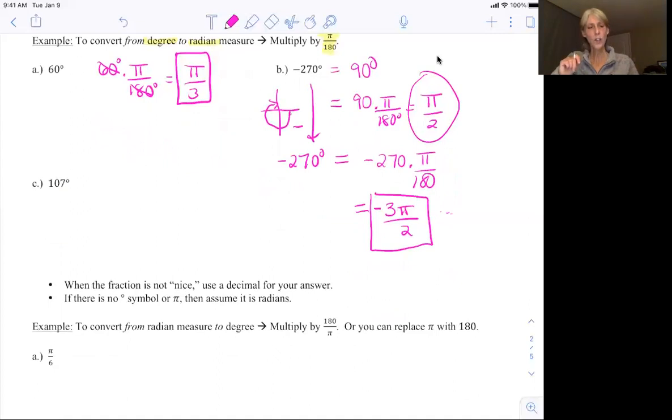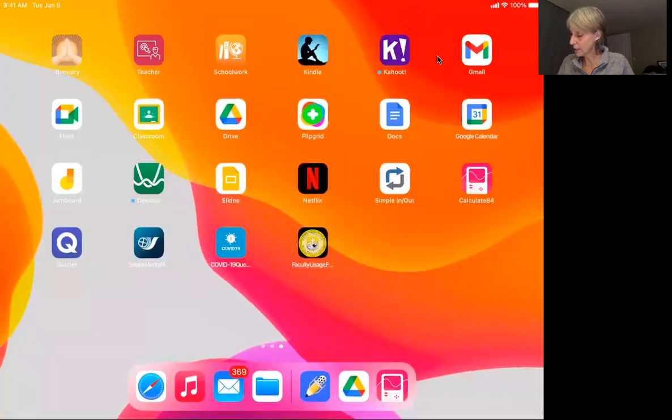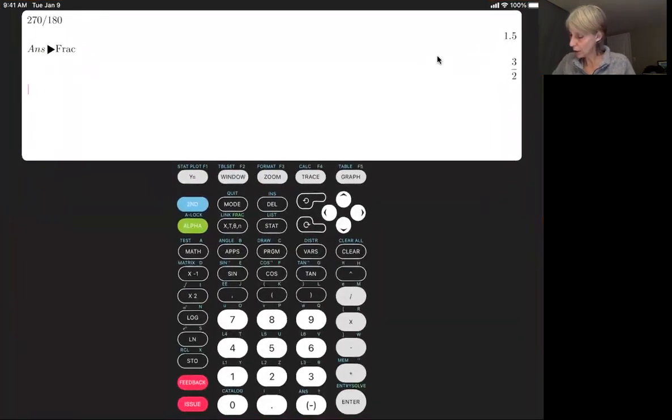Now here's a weird one, 107 degrees. Okay, so when I go and I multiply by pi over 180, I notice it's not going to go in evenly. When this happens, when the fraction is what we call not nice, we're going to use a decimal in our answer, which means we're going to use the number pi. For instance, here, I'm doing, clear this out. I'm going to take 107 divide by 180, and I get 0.59444.